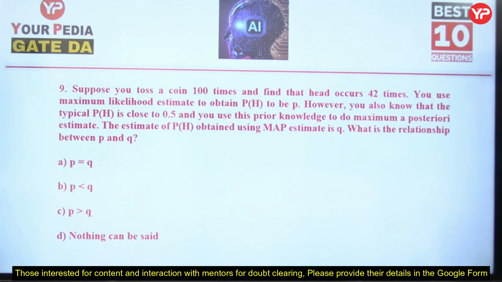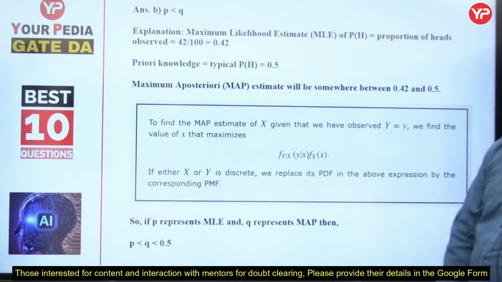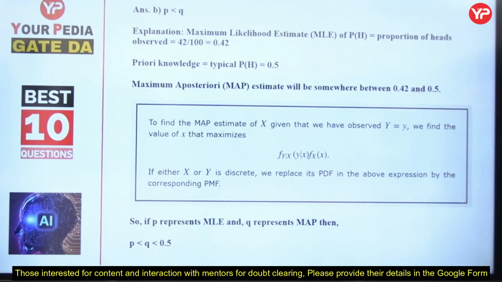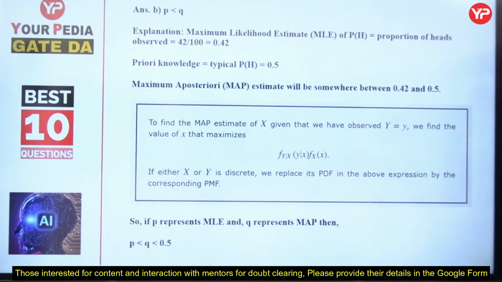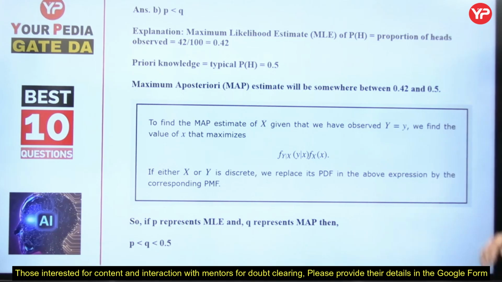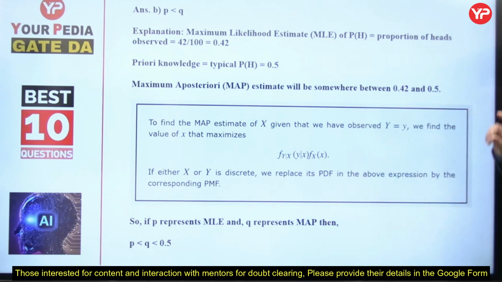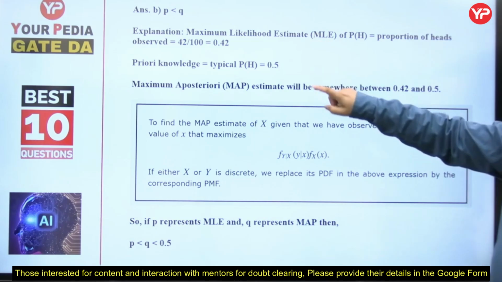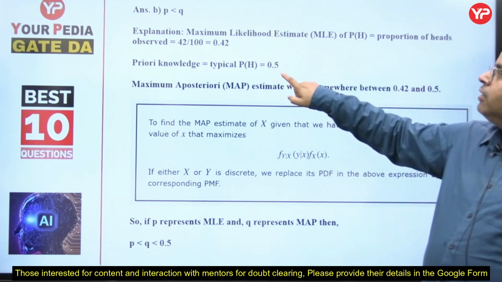That's the question. So it's the relation between MLE and MAP. Here you see, maximum likelihood estimate MLE is simply what we found in our experiment, that is 42 divided by 100, which is 0.42. That is the probability of head we derived from our experiment. Now prior knowledge says that usually it is 0.5. So we will modify this MLE on the basis of prior knowledge, and the maximum a posteriori MAP estimate will be somewhere between MLE 0.42 and prior knowledge 0.5.